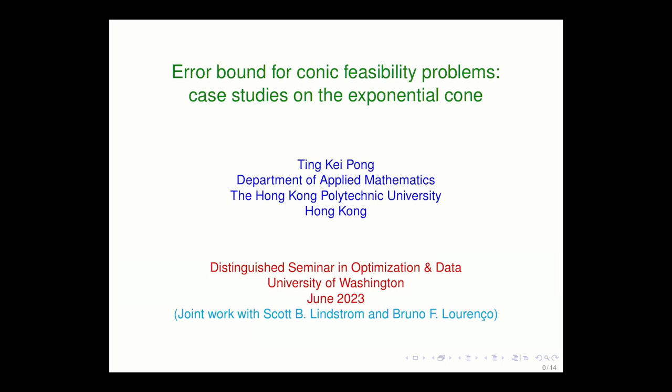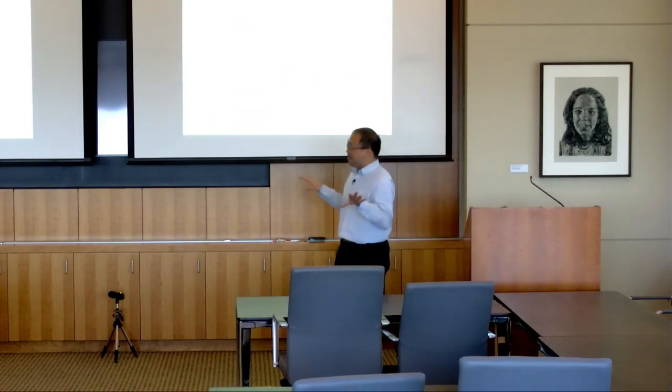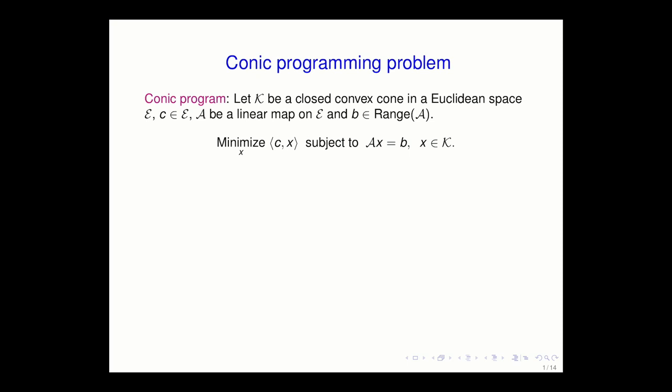So let me start with some motivation. Our background motivation comes from conic programming problems. This is the object that I am looking at. We try to minimize something like a linear objective, subject to something linear. And not only that, I also require my x to lie in a closed convex cone. This is really just the inner product for the Euclidean space. And here for simplicity, I also assume that b, the right-hand side, is already in the range of A, so that when you look at just the linear system, it is already consistent.